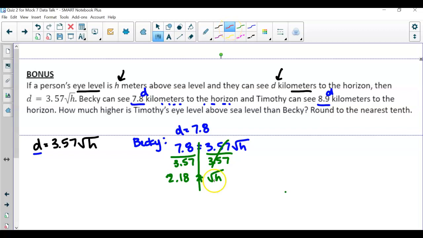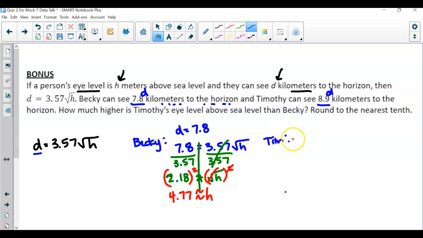Now we can get rid of the radical because it's by itself, which is square both sides. So now here, when you square that, you get that Becky's eye level above the sea level is going to be approximately 4.77. So now we're going to do Timothy.